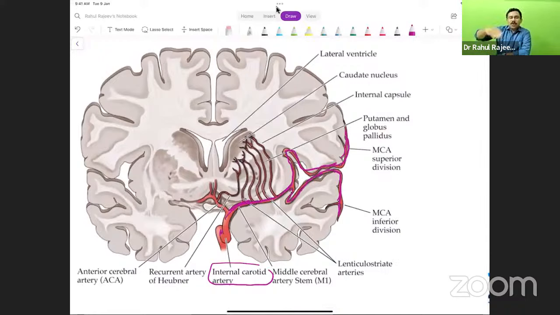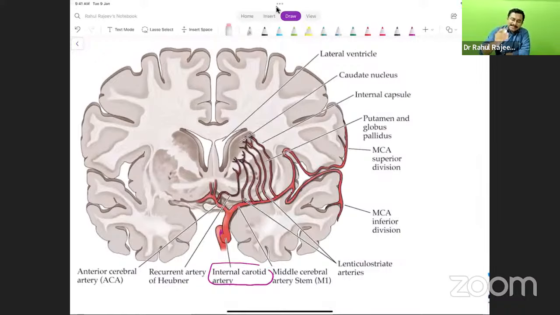This section is known as what? Coronal section. So you've got a sagittal section, you've got a coronal section. So you must understand that there is a coronal section here, and this is the middle cerebral artery course. Now, you are very convinced that this is an internal capsule.